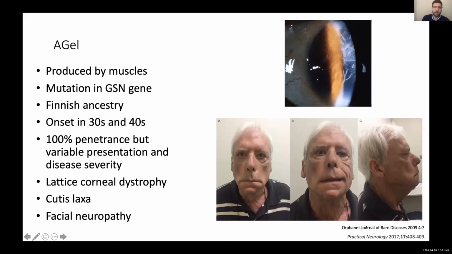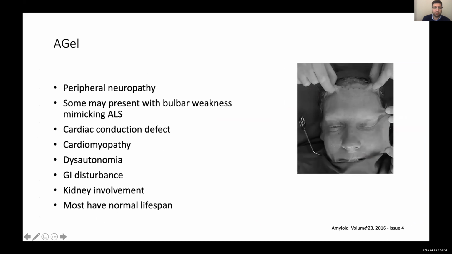And then in their 30s and 40s, they might start having problems with their facial muscles. They have difficulty moving their facial muscles, and they can get to the point where they have paralysis of their muscle. Although the penetrance of this condition is 100%, meaning almost everybody who has the mutation will develop the disease, the presentation is very variable and the disease severity is very variable. The other thing about this condition is that the skin is loose and sometimes can be easily stretched.